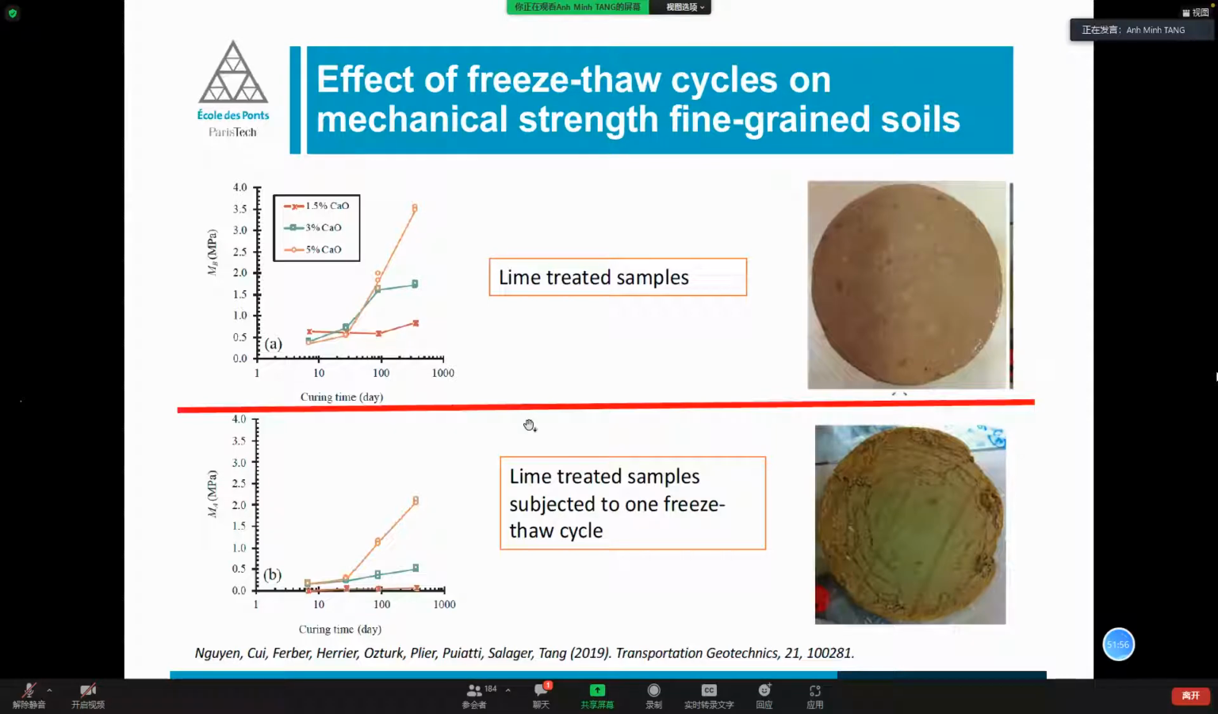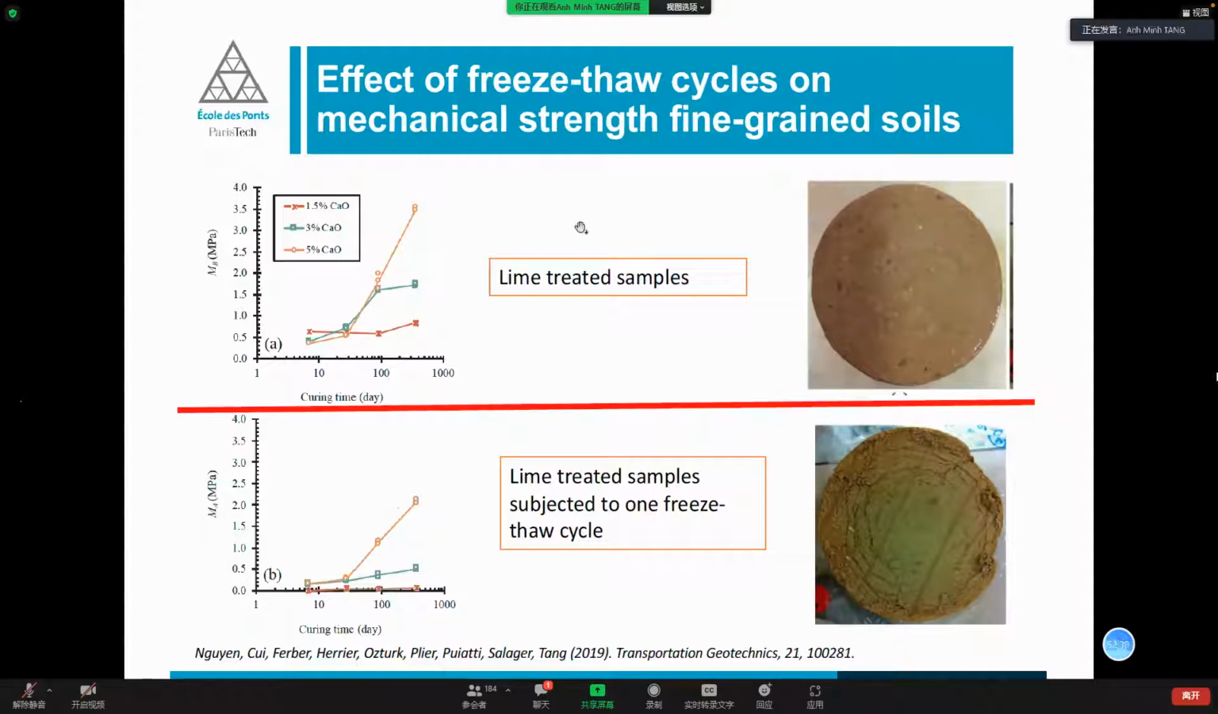But what we did after that is that we repeated similar samples, but before testing, we performed one freeze-thaw cycle on this sample. A freeze-thaw cycle means we reduce the temperature of the sample to minus 20, keep it there for 24 hours, and then we increase the temperature again to 20 degrees. So we freeze the sample and then thaw the sample again.